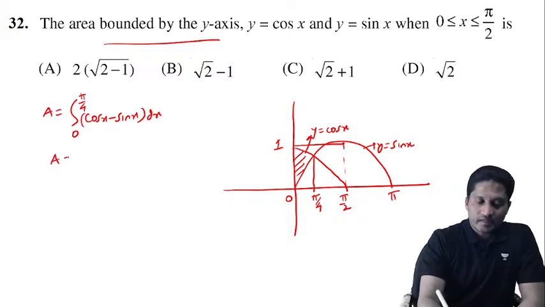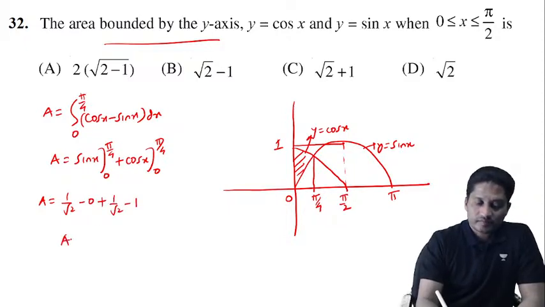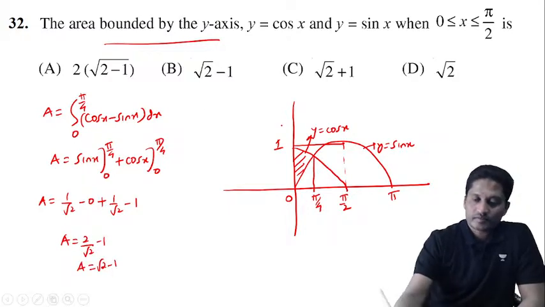Now if I integrate, integration of cos x is sin x, and integration of minus sin is plus cos, between the limits 0 to pi by 4. Upper limit is sin 45, 1 by root 2, sin 0 will be 0. Cos 45, 1 by root 2, cos 0 is 1. So 2 by root 2 minus 1, area is equal to root 2 minus 1.